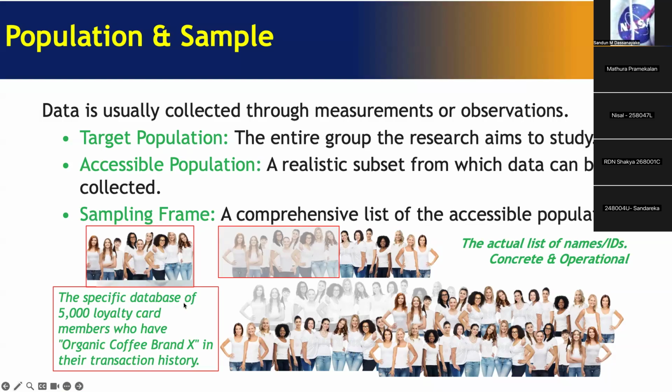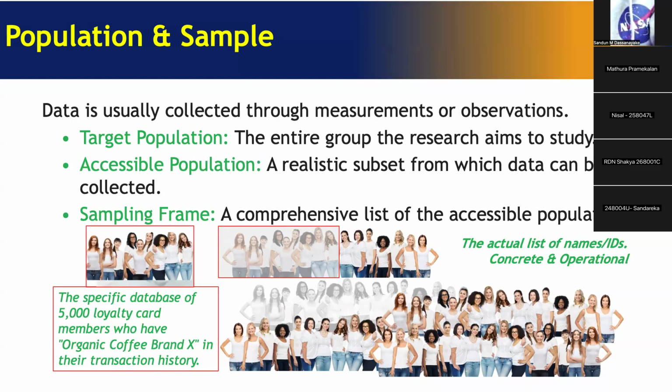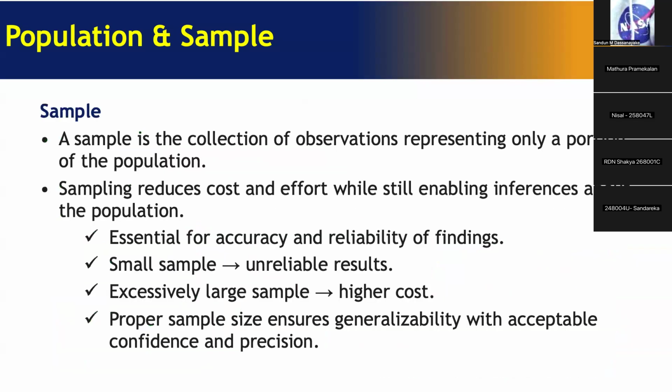The specific database of 5,000 loyalty card members who have organic coffee brand X in their transaction history. So that's accessible, and that's our sampling frame. Okay. Now, the sampling frame doesn't necessarily mean that you go and talk to all these people in the sampling frame. We need to go for a sample.